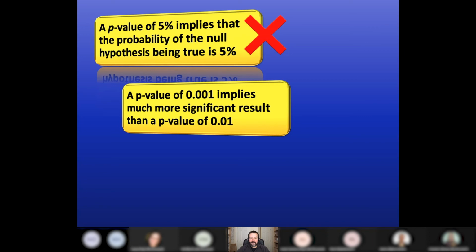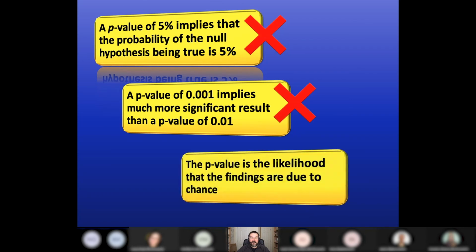You want to call a friend? It's a false statement. In classical statistical inference, we set a limit alpha, let's say 5%, and then decide if something is significant or not. Also, statistical significance has nothing to do with biological relevance, so it's dangerous to say more significant. And finally, the last statement. The p-value is the likelihood that the findings are due to chance.